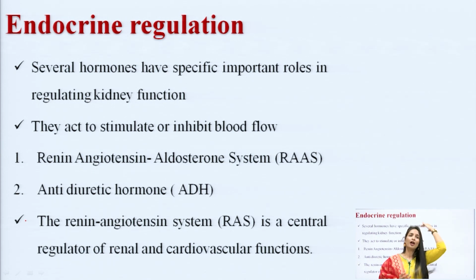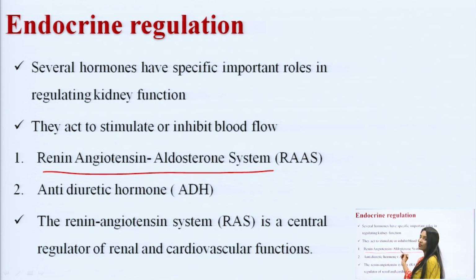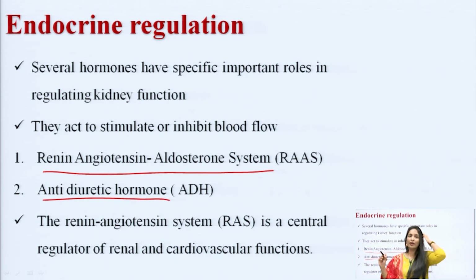There are several important hormones which play an important role in regulating the kidney function. Among them there are two important hormones, one is the renin angiotensin aldosterone system, and the second one is the antidiuretic hormone. These are the two most important hormones which come under the endocrine regulation. One is the renin angiotensin aldosterone, which you can call RAAS, and the second one is the antidiuretic hormone, which you can call vasopressin.